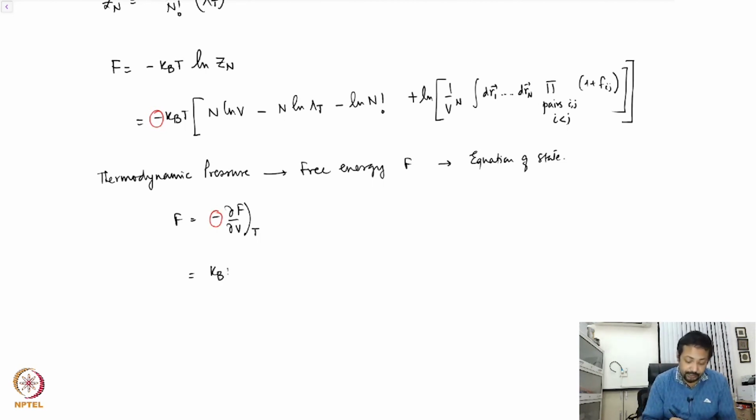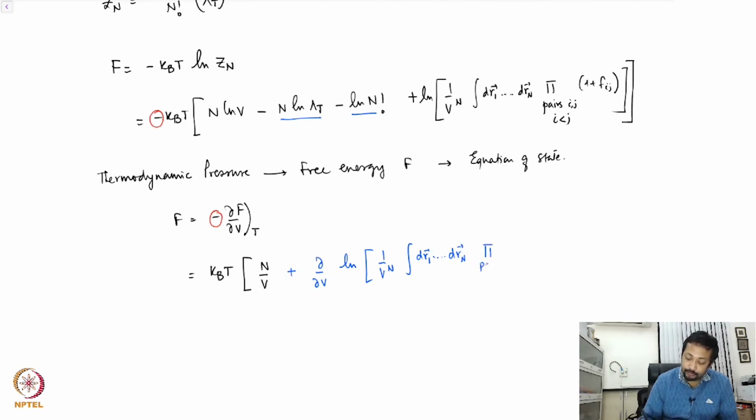So I have kBT n by V. The second term does not have any volume factor, so you don't have to worry about it. The third term also does not have any volume factor. But the last term does. So this has to be del del V of ln of 1 over V to the power n integral dr1 ... drn product over pairs i less than j of 1 plus fij.